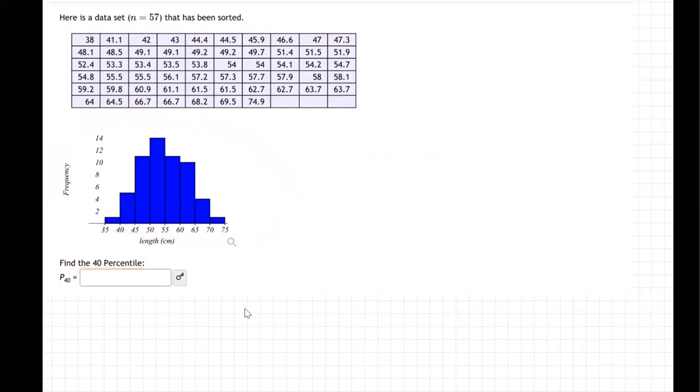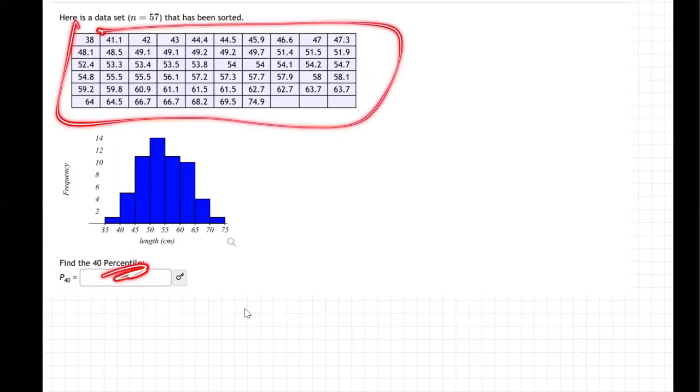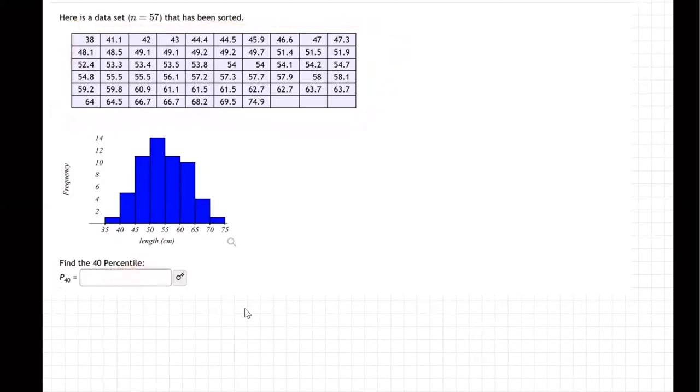Now, what is that and what does that mean? That means find a number 40% of the way through this data list. That's what a percentile means. To find the 40th percentile means find the number that is 40% of the way through the data, right? Percentile is a ranking system from 0% to 100%. So if you're at the 40th percentile, you're about right here. You're not quite halfway, just a little bit before halfway.